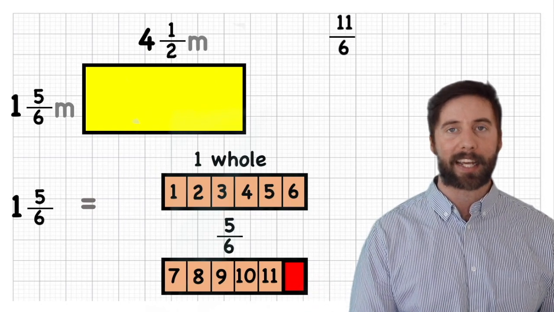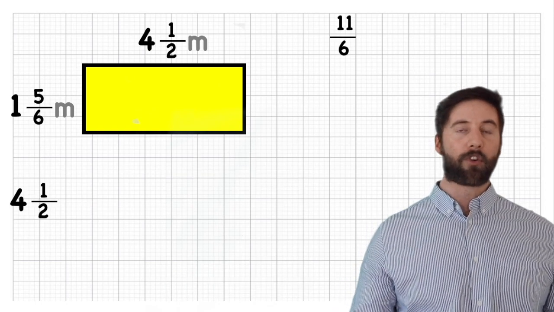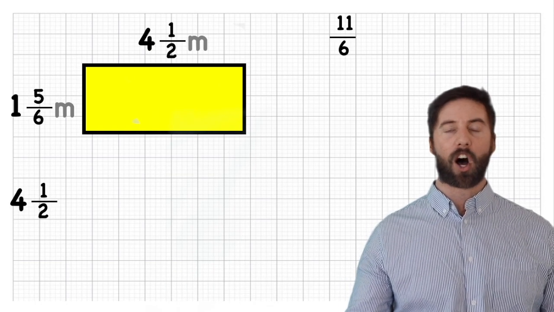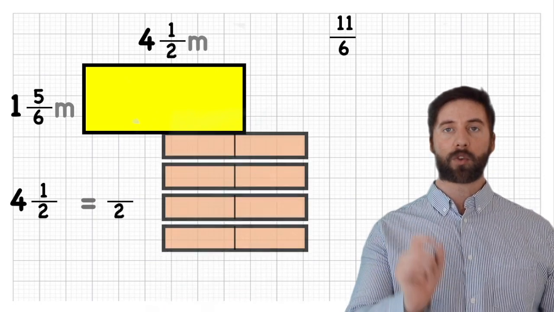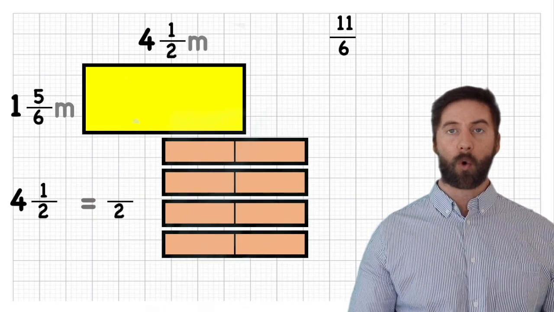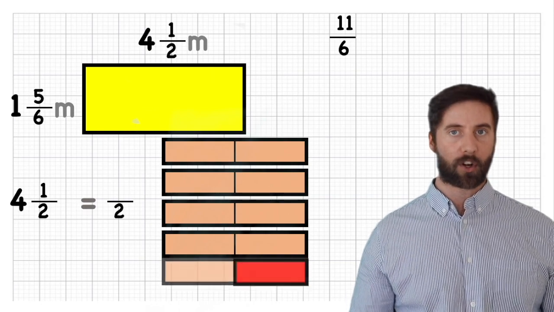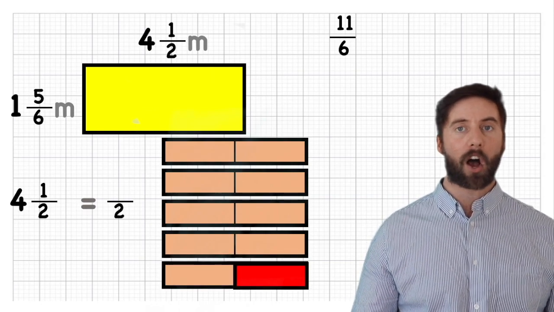Okay, 11 sixths. So for my next one, 4 and 1/2, again, everything is measured in halves. So I've got 4 whole chocolate bars, which were measured in half. So I've got 1, 2, 3, 4 whole chocolate bars, and I've got half a chocolate bar. So in total, how many halves have I got?